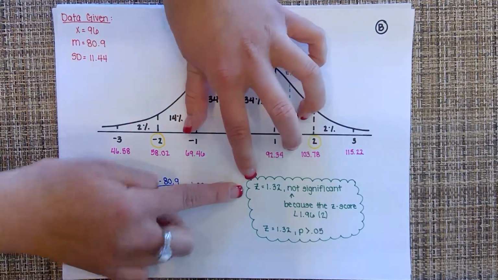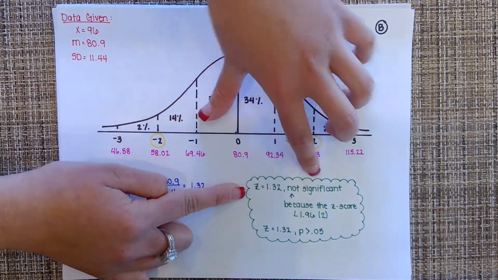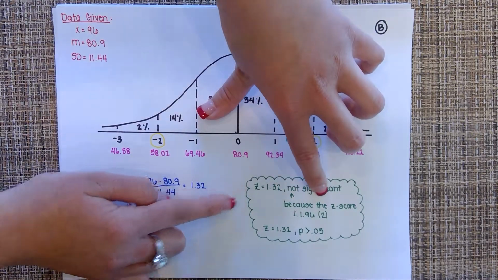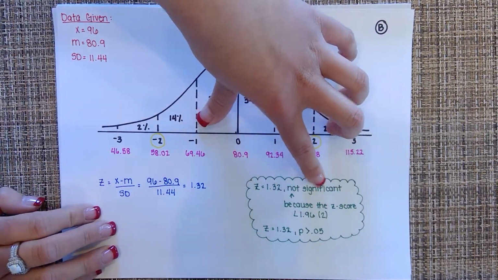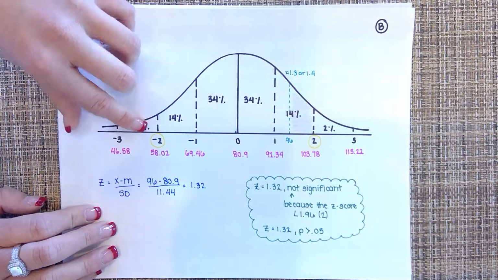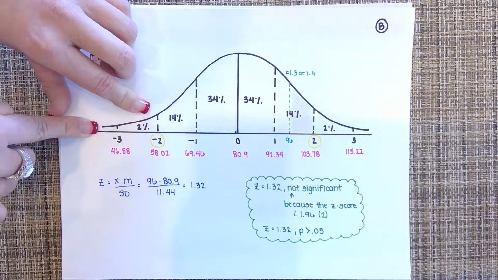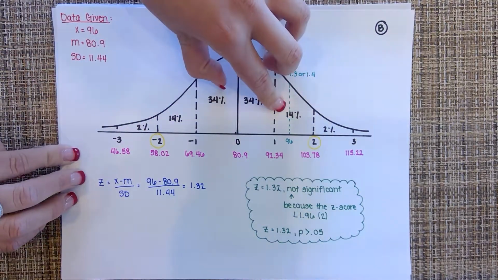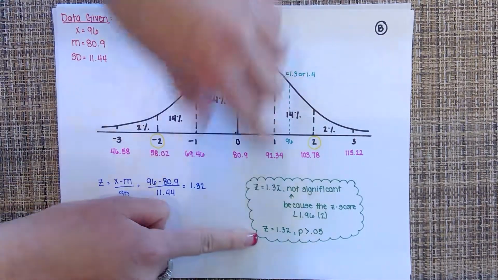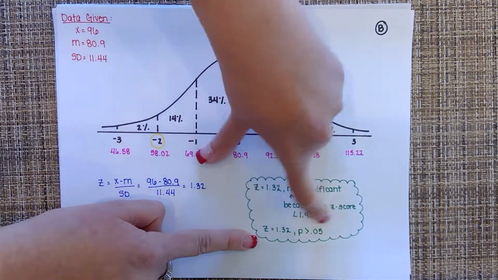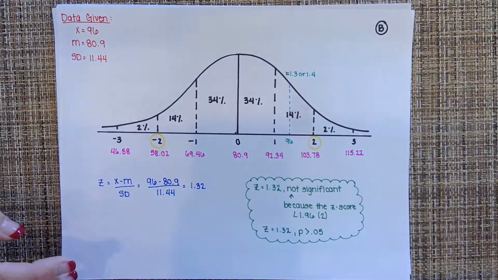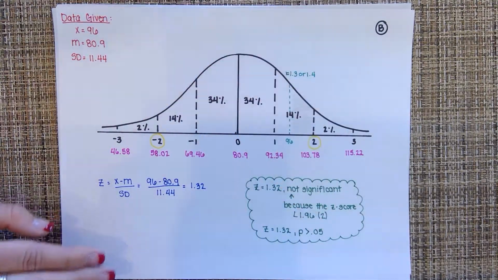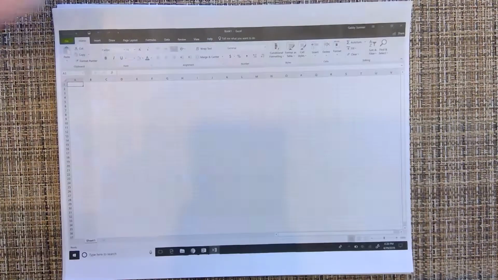Here's how it would be written. Z equals 1.32, and it's not significant because the z-score is less than 2. But it's not down here in this category either. So it's right here, so it's not significant. Here's how it would be written. This has to do with confidence interval levels and probabilities, something that we're not really going to go over in this video.